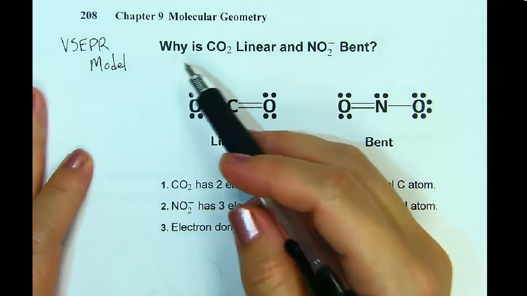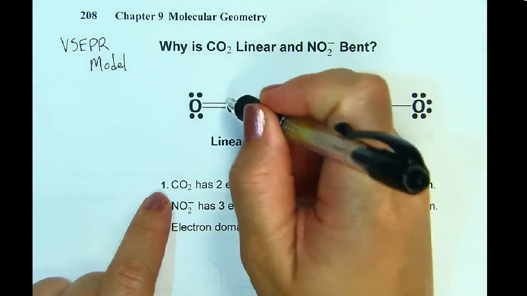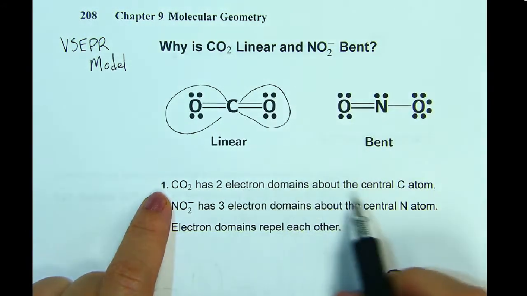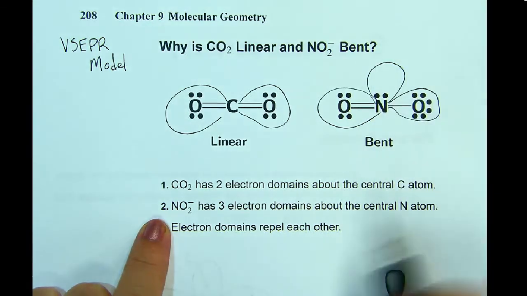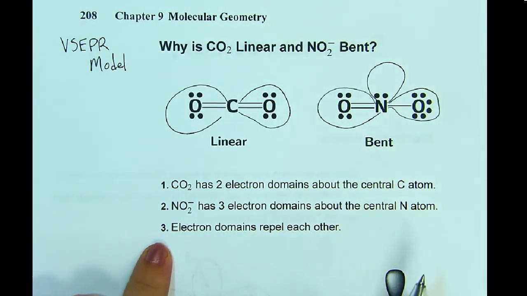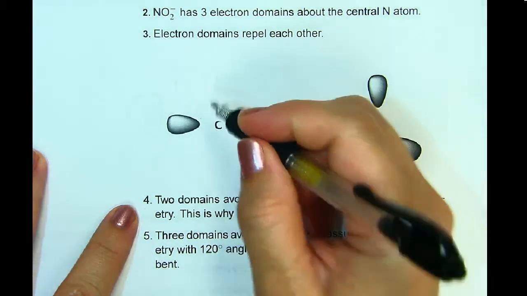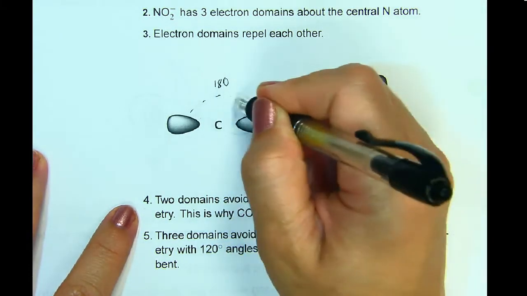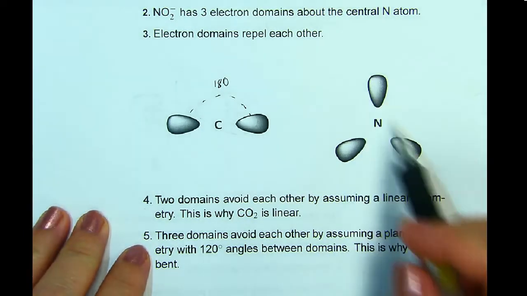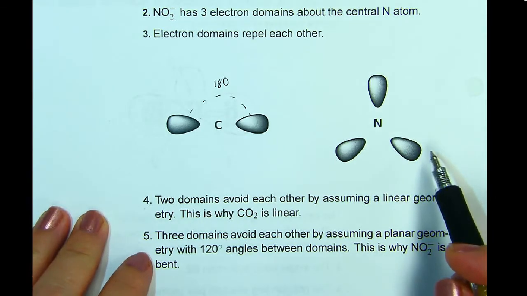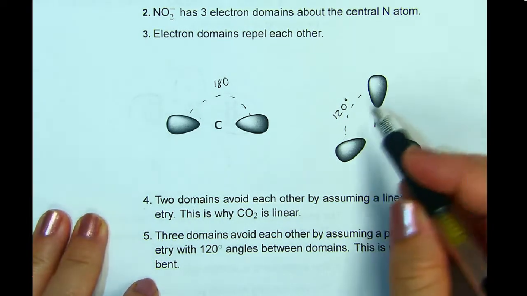The VSEPR model. Why is CO2 linear while NO2 negative is bent? So here, CO2 has two electron domains, 1, 2, about the central carbon atom, while NO2 negative has three domains, 1, 2, 3. Electron domains will repel each other. So two domains avoid each other by assuming a linear geometry, which is 180 degrees from one another, the farthest that they can be from each other due to repulsions. The three domains have to avoid each other by assuming a planar geometry with 120 degree angles between the domains. This is why NO2 negative is considered bent.